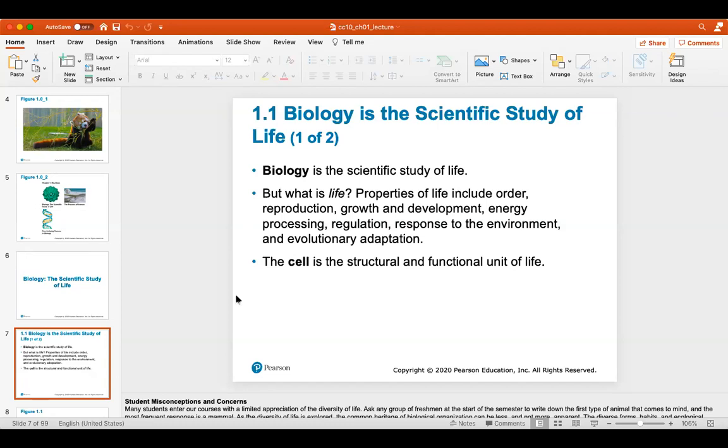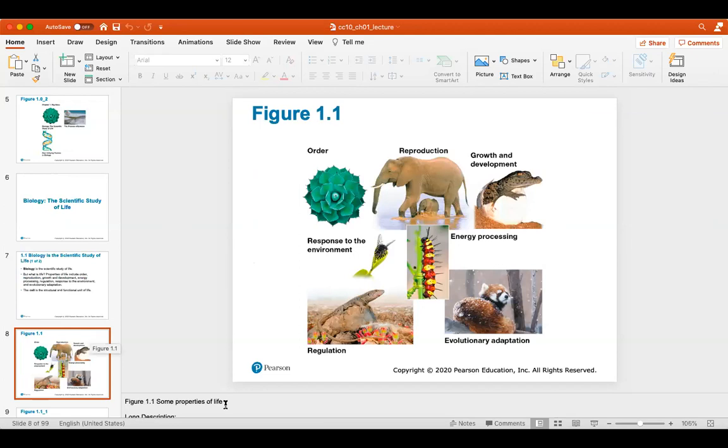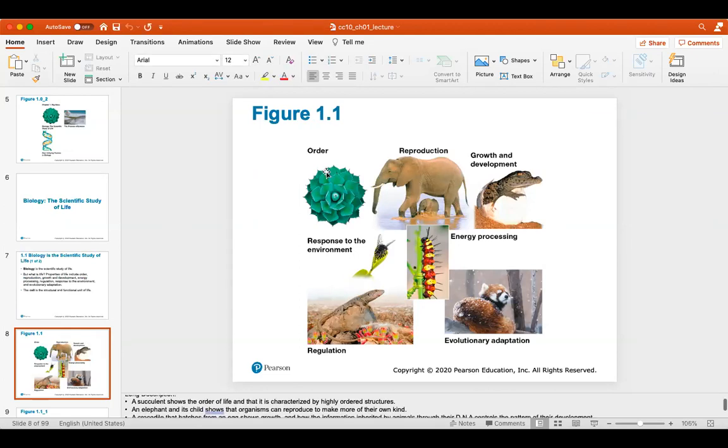The cell is the simplest structural and functional unit of life. And here's a look at some of the properties of life that we'll go through. Things must have order, be able to reproduce, grow and develop, respond to the environment, and process energy, so eat something and then be able to create energy from that food to perform all of that organism's processes. Adaptation, like the panda we talked about: based on where it lives, it has adapted certain characteristics to take advantage of its environment. And the ability to regulate.